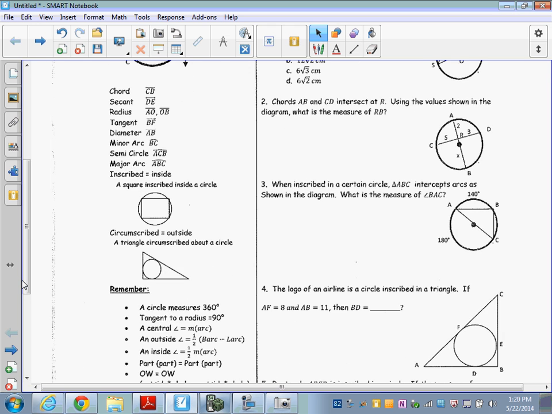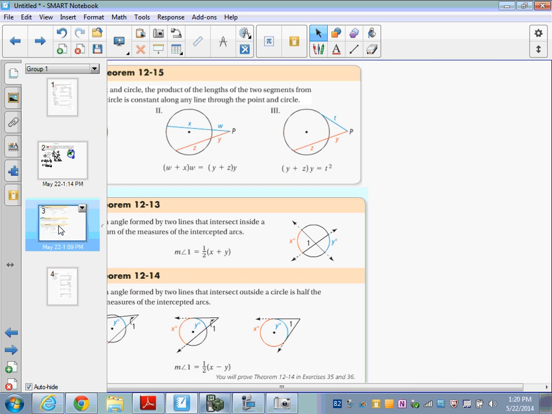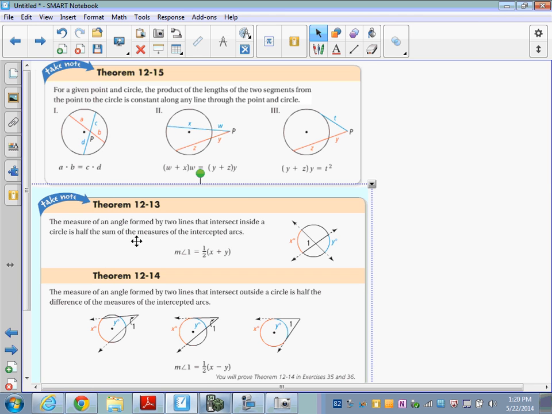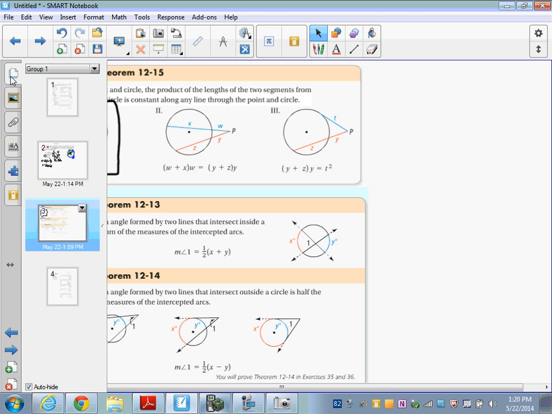So let's move on to question 2. Question 2 talks about a property that we really didn't mention much in class. But it's the same thing as this property right here. So these are some properties that might be on the SOL. We might have one question covering all of these. But we're going to use A times B equals C times D.